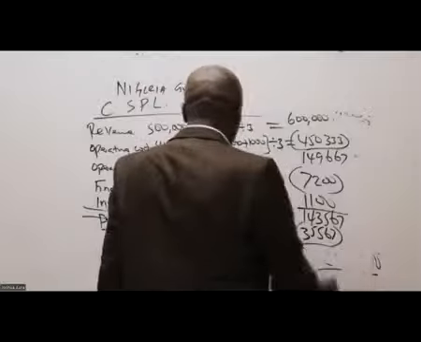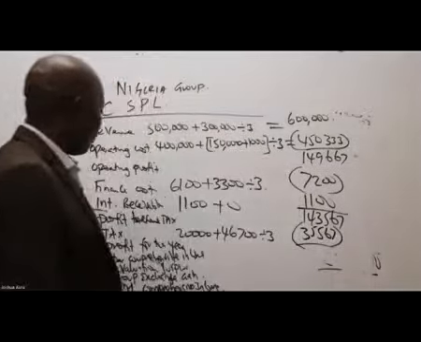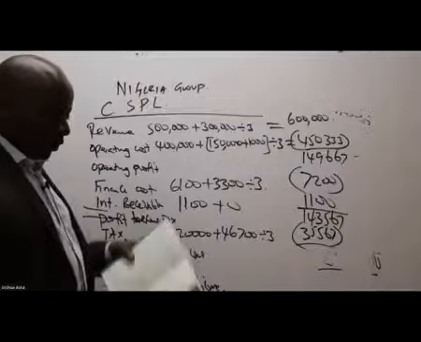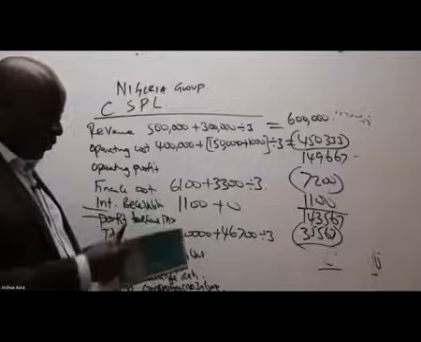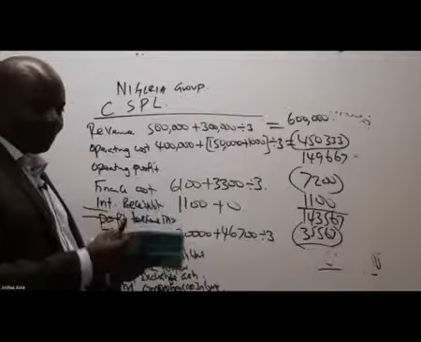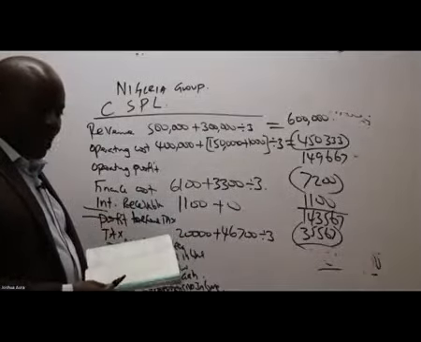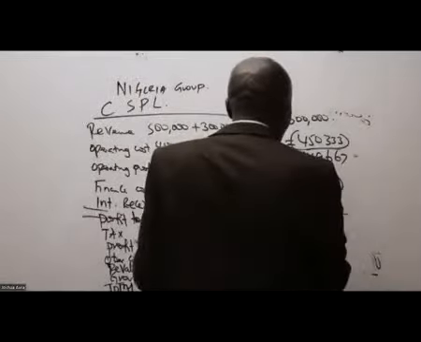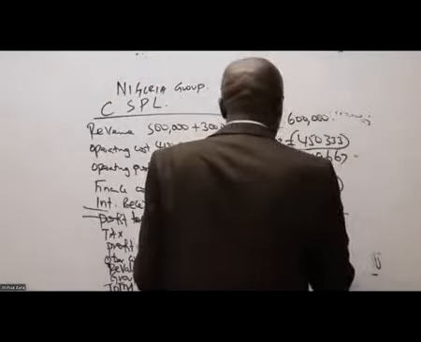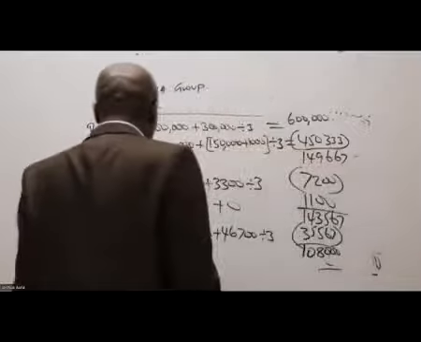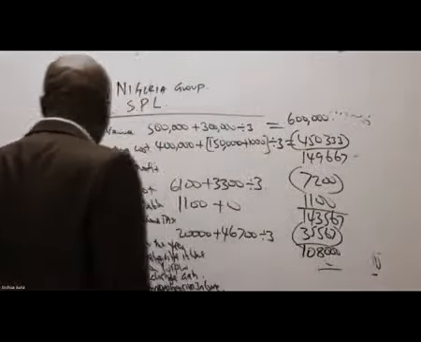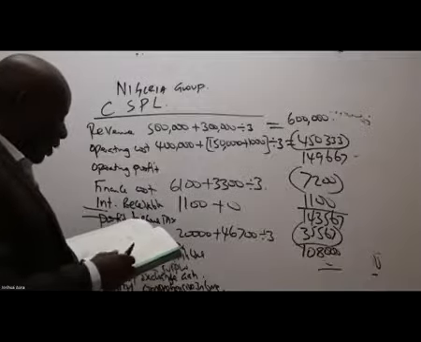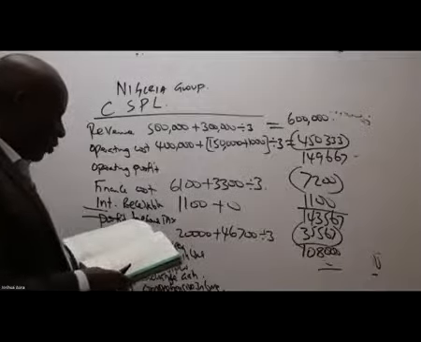So please go ahead and subtract this to give us the profit for the year. Profit for the year. What do we have there? Profit for the year: 108,000. From there, come and give us other comprehensive income.